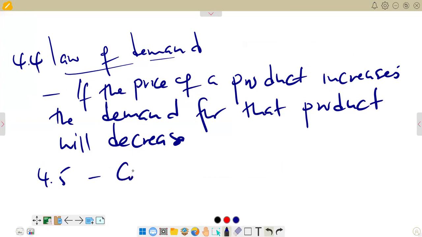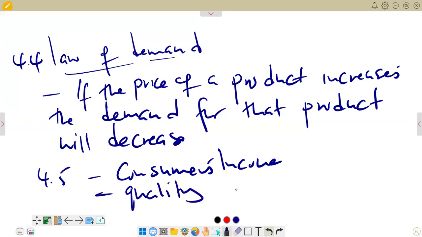So the first one, we can say consumers' income. We can also include quality of products. A product that is good quality is going to be demanded more than a product with a low quality. That is very clear. So quality of product is affecting the demand of our product.